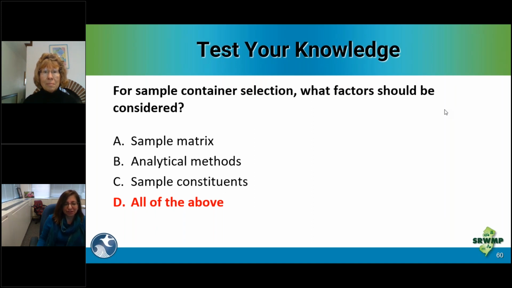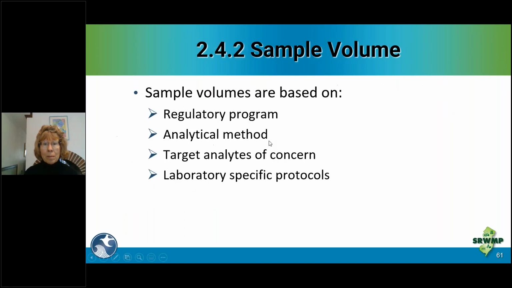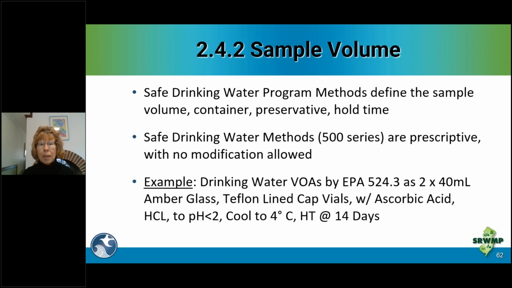And the correct answer was D, all of the above. Okay, let's resume. The second subsection in section 2.4 is sample volume. So sample volumes are also based on regulatory program, analytical method, the target analytes of concern, and laboratory-specific protocols. Next slide. So what does that actually look like?